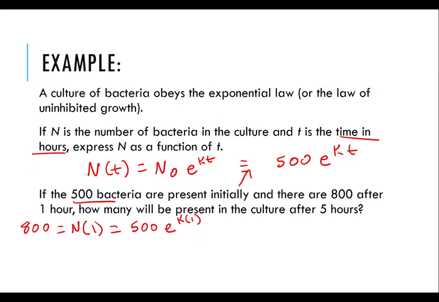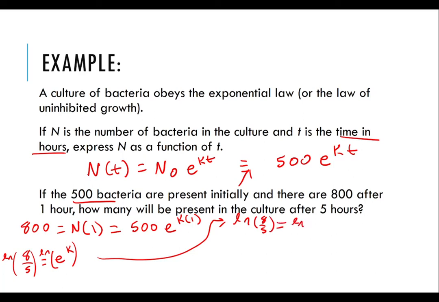So let's solve that. I'm going to divide both sides by 500. Then I get 8/5 is equal to e to the k. Then I'm solving for k, so let's take the natural log of both sides. Then I get the natural log of 8/5 is equal to the natural log of e to the k. But remember that the k comes out front, and so this is then the natural log of 8/5 is equal to k times the natural log of e, but the natural log of e is 1, and so the natural log of 8/5 is just equal to k.